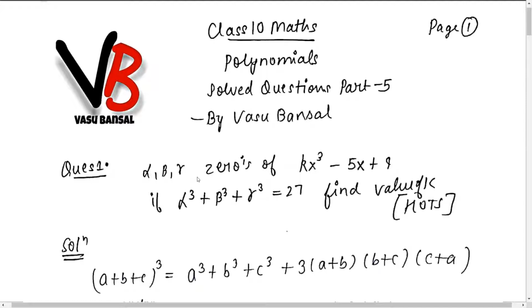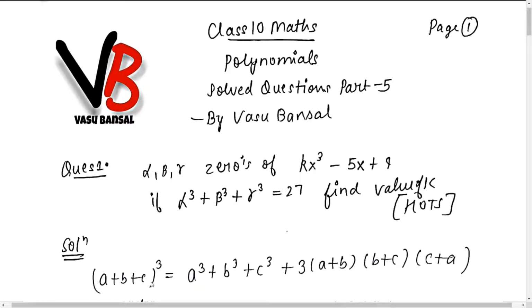The first question is, if alpha, beta and gamma are the zeros of this polynomial kx cube minus 5x plus 9, and it is given that alpha cube plus beta cube plus gamma cube is 27, then we need to find the value of this k. So we will be using this identity in our question.